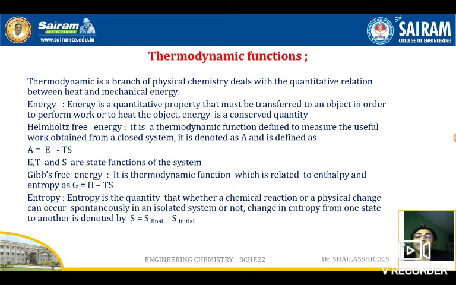Thermodynamics is a branch of physical chemistry which deals with the quantitative relationship between heat and mechanical energies. What is energy? Energy is a quantitative property that must be transferred to an object in order to perform work or to heat the object. Energy is a conserved quantity. And Helmholtz free energy. What is this Helmholtz free energy?